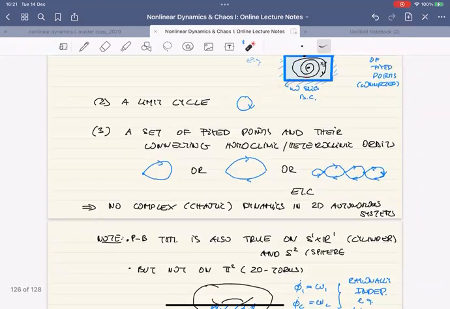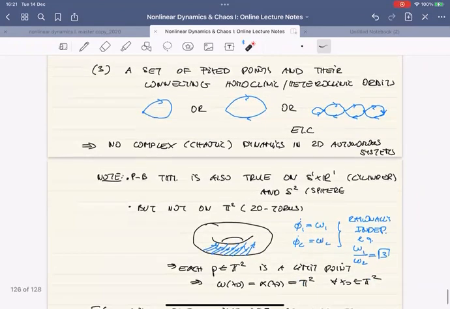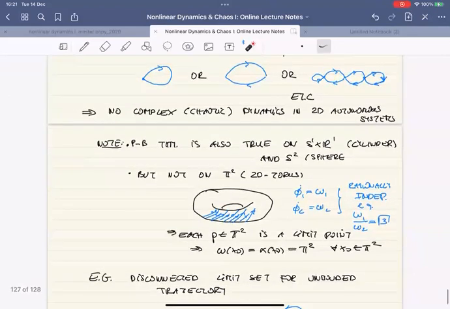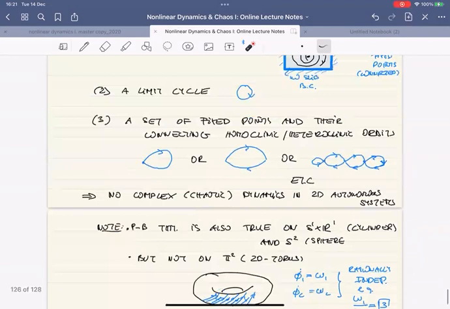Okay, so this means that there's no complex or chaotic dynamics in two-dimensional autonomous systems, because you see here the possible asymptotic behavior for bounded trajectories. And I also noted that this is also true on surfaces, two-dimensional surfaces, such as the cylinder and the sphere, because the topology of these is such, but not on surfaces with holes or handles on them. And one example was the torus, in which you can have a dense orbit, which is none of these types.